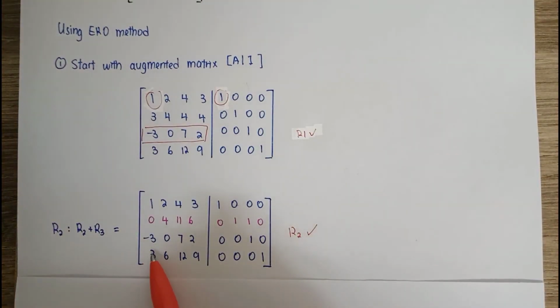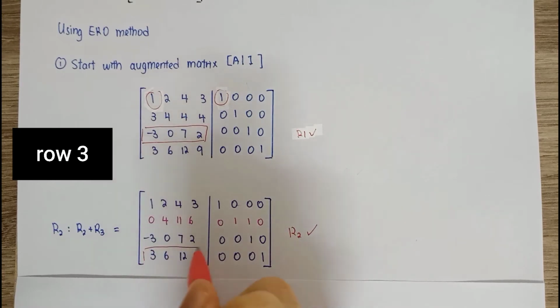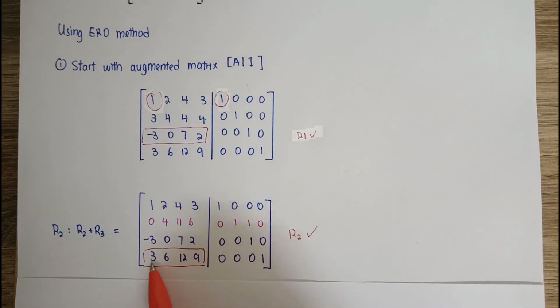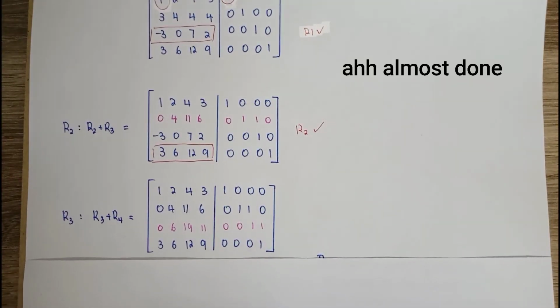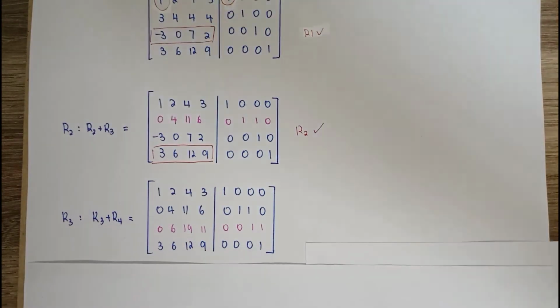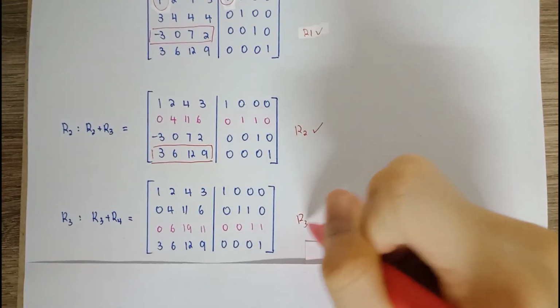Next, we move to row 3. Row 3 we also want to change to 0. So we find the fourth row. The fourth row can let row 3 become 0, so we add these rows together. And the first number of the third row becomes 0 now. So row 3 is settled.